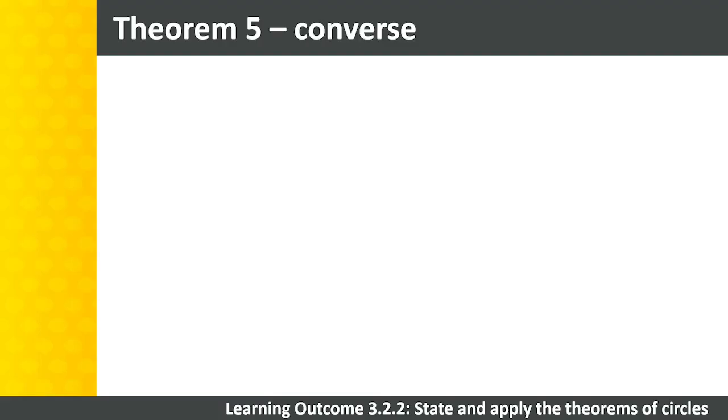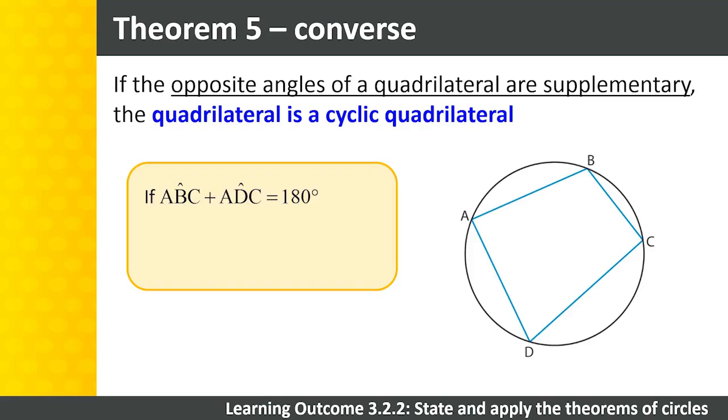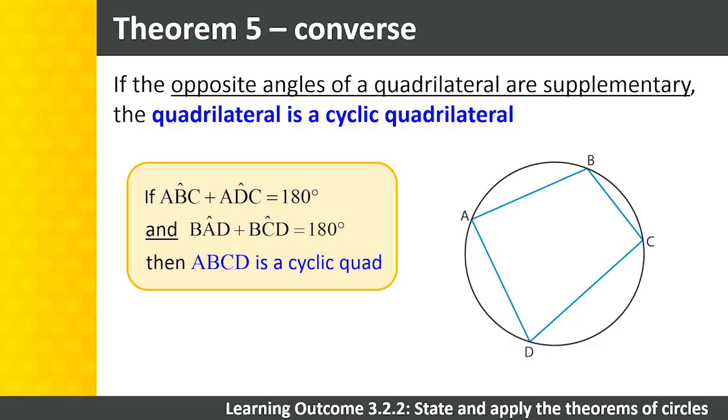The converse of Theorem 5 states that if the opposite angles of a quadrilateral are supplementary, the quadrilateral is a cyclic quadrilateral. In this diagram, if we know that angle B plus angle D equals 180 degrees and angle A plus angle C equals 180 degrees, then we can conclude that the points A, B, C, and D are concyclic, and A, B, C, D is a cyclic quadrilateral. When students use this theorem, they should use this abbreviation for a reason. Opposite angles supplementary.